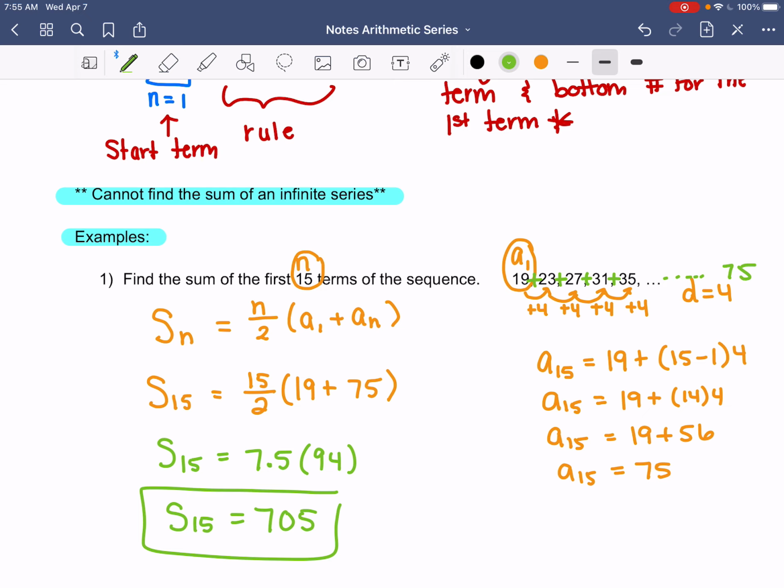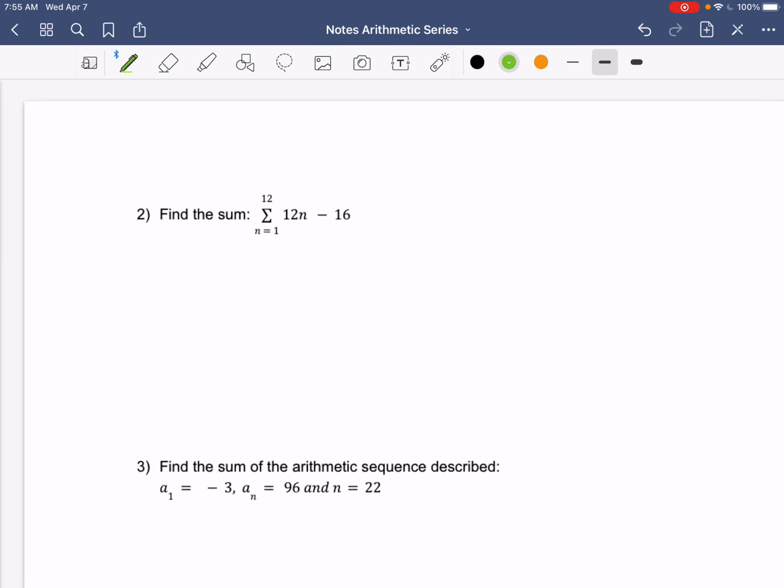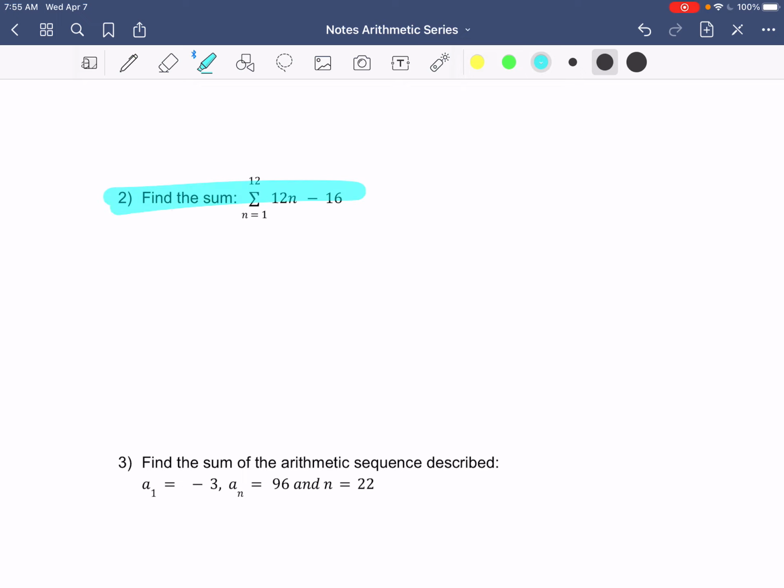Okay. All right, so let's do a second example. So flip your paper over. This next one is in summation notation. So it says find the sum. The summation notation, this number on top is your n, your number of terms. Right here is our rule.